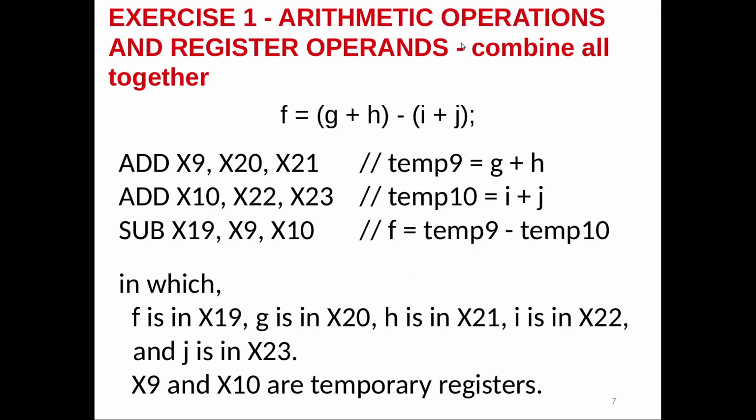In combination, we will combine everything together, and for easy understanding, this equation will be turned into these 3 instructions: add X9, X20, X21, in which X9, that is temporary number 9, equals G plus H. The second instruction, add X10, X22, X23, will be temporary 10, equal I plus J. And finally, sub X19, X9, X10, which is F, equal temporary 9, or G plus H, minus temporary 10, or I plus J, calculated here.